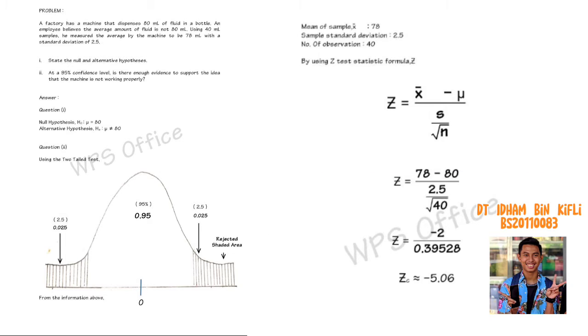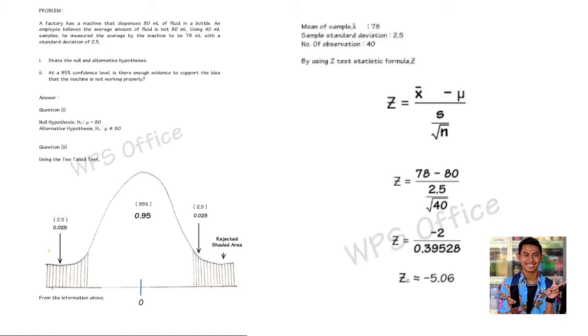So, the problem is: a factory has a machine that dispenses 80 ml of fluid in a bottle. An employee believes the average amount of fluid is not 80 ml. Using 40 samples, he measured the average by the machine to be 70 ml with a standard deviation of 2.5. So the first question is, state the null and alternative hypothesis.